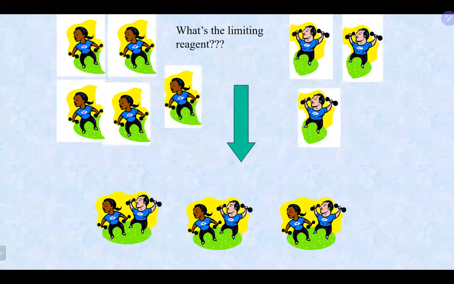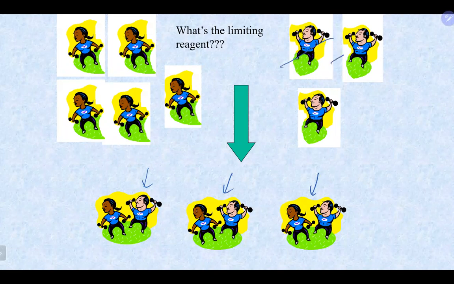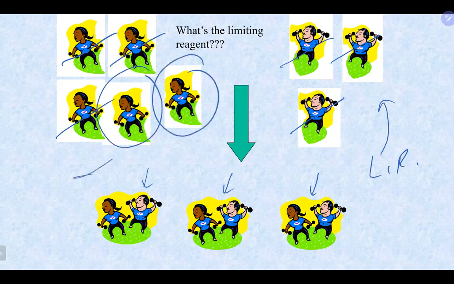So if we were going to put people together here as exercise buddies, we need a guy and a girl. And we could see in this case, we are obviously going to run out of guys first, which means that that would be our limiting reagent in this example. We also can very simply see in this example that we have 2 of our excess reagent left over, which would be the girls here.